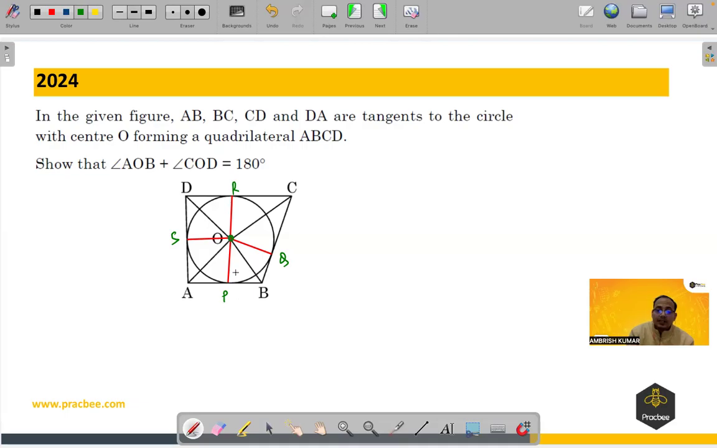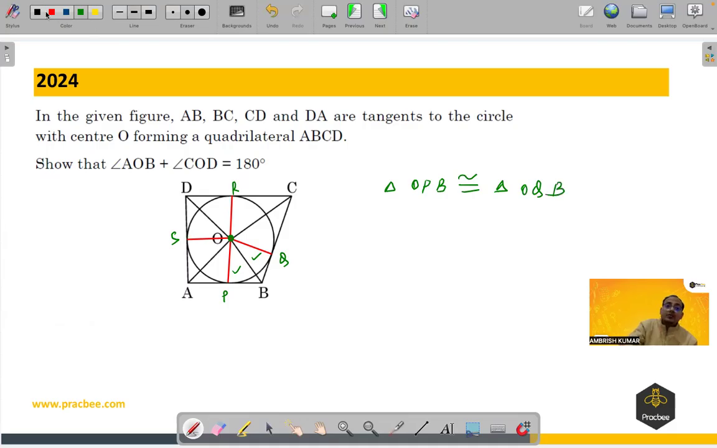Just see carefully. This triangle with this triangle, means triangle OPB and OQB, we can easily prove them congruent, right? How? Look, OP equals OQ, radius, right? OB is common, BP equals BQ. Why? The length of the tangents from an external point. So easily with SSS congruency, you can prove that triangle OPB is congruent with triangle OQB.